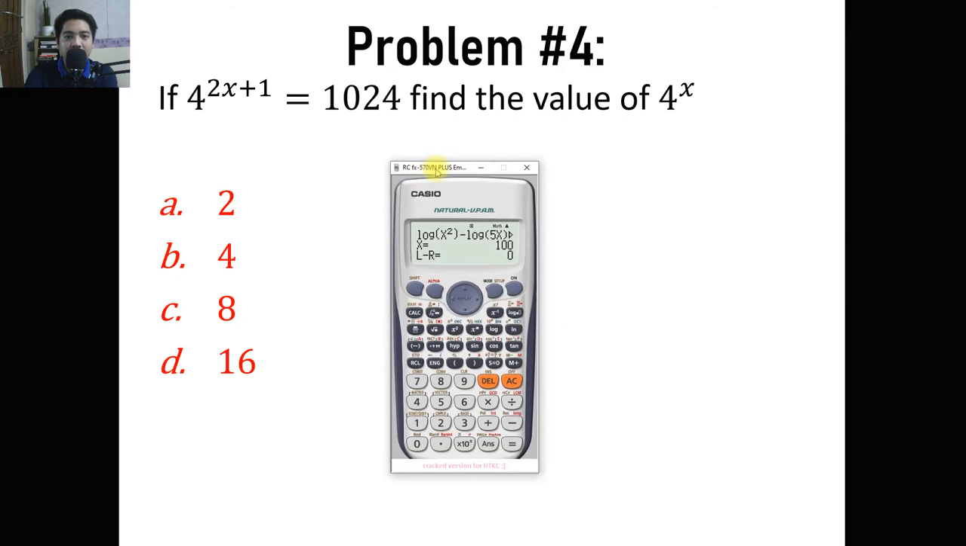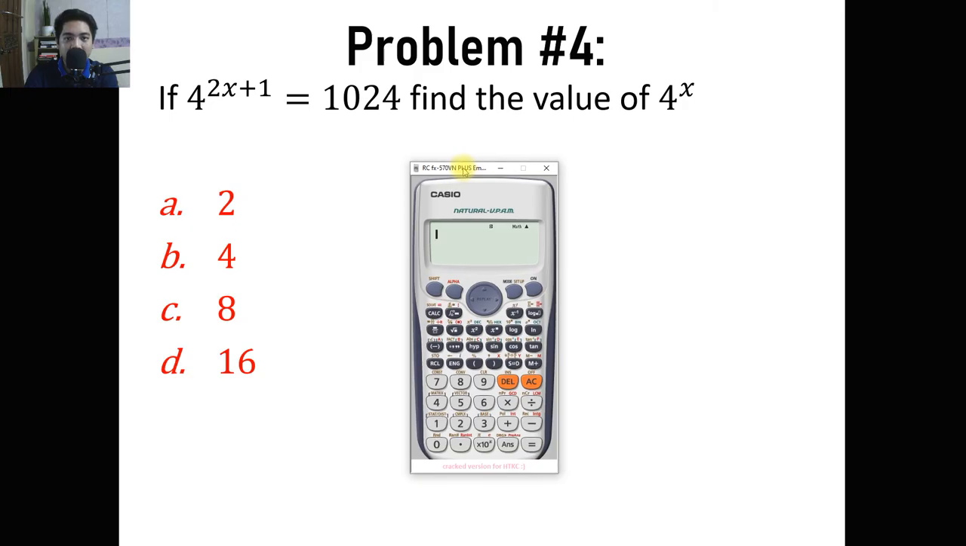Pretty basic again. So the problem number 4 says if 4 raised to 2x plus 1 equals 1024, find the value of 4^x. Now, this is different from the previous problems wherein we are only asked to find the value of x. But in this case, we are asked to find the value of 4 raised to x, not the x alone.